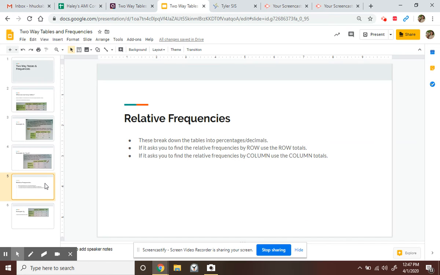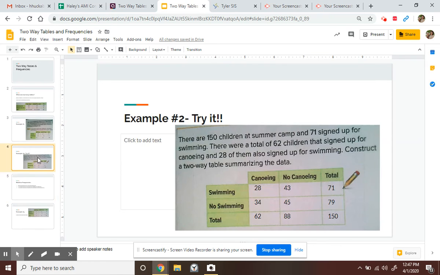All right, relative frequencies. This breaks down the tables into percentages or decimals. So if it asks you to find the relative frequency by row, you're going to use the row totals. So I would use 71 and 79 because rows go like row, row, row your boat, you go this way. Okay, if it asks you for the column total, then columns are like the Roman columns, you know, that you see in buildings. They go up and down. So 62 and 78 would be what you'd be looking at.